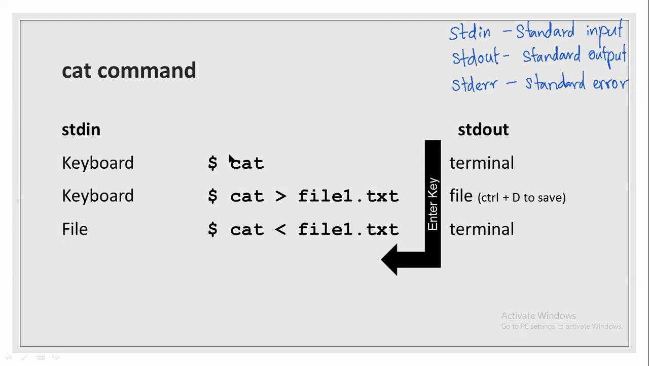Control D is to save what you have typed. Yes, using Control D you can exit, and at the same time you can save the content. But when you type Control D in this first scenario, it's not going to save the content, because in a terminal we can't save anything permanently unless it's a file. If you use Control D when the standard output is a file, you can save that content.